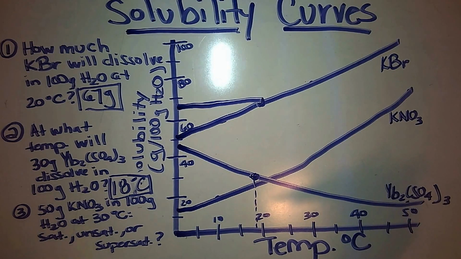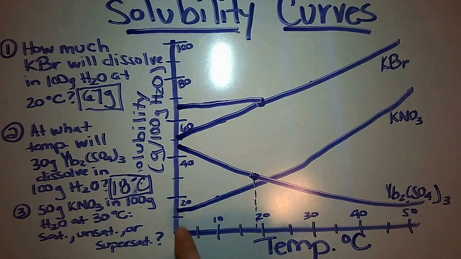And in that type of solution, you would start to see crystals form. That solution is very unstable. No more of the solute can dissolve. So we're going to use that to answer question 3. So 50 grams of KNO3 in 100 grams of water at 30 degrees Celsius. I'm asked saturated, unsaturated, or supersaturated.